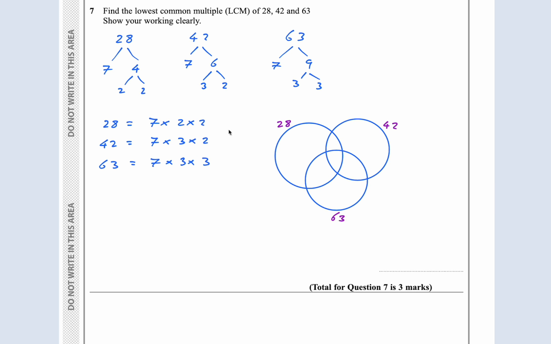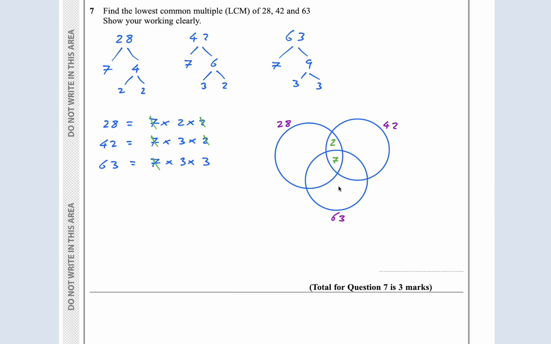What's common goes in the middle. Now what's common is only a 7, because there's a 7 here, here, and here. Okay, what's common? Let's just look between 28 and 42. Between 28 and 42, there's a 2. So I'm going to put this 2 in the common place here. But I only put in 1, remember.